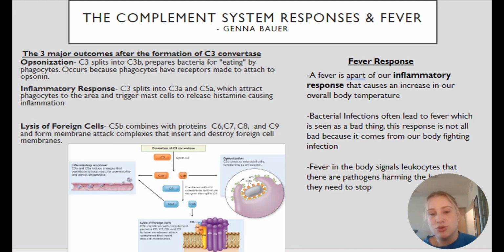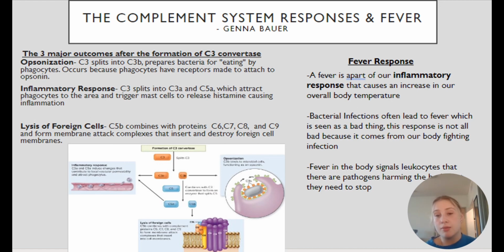And then there's the inflammatory response, which is C3 splitting into C3a and C5a, which attract phagocytes to the area and trigger mast cells to release histamine, which causes inflammation and just causes more phagocytes to come and see what's going on and clean up the bacteria. And then there's also the lysis of foreign cells, which is C5b combining with proteins C6, C7, C8, and C9, and they form a membrane attack complex that inserts itself into a bacteria's membrane and destroys it, basically.